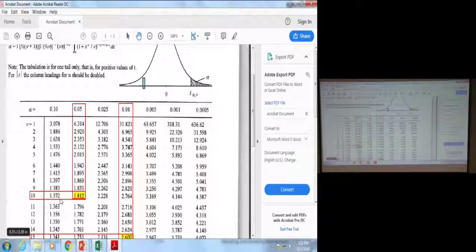0 is here, right? Greater than 0 is 5%, half of the chance. Greater than 1.372 is 10%. So 25% is somewhere between these two numbers, 0 and 1.372. That's what I can say. Maybe you just take the average of the two.